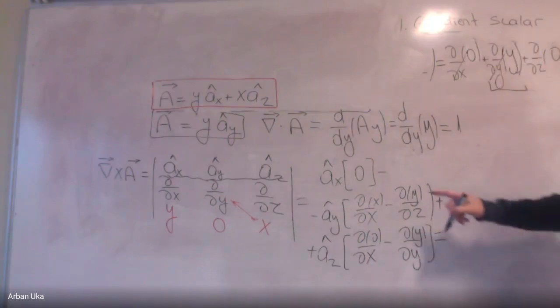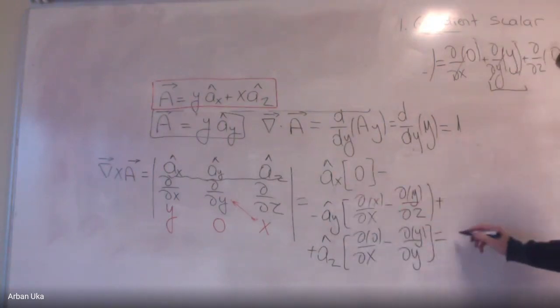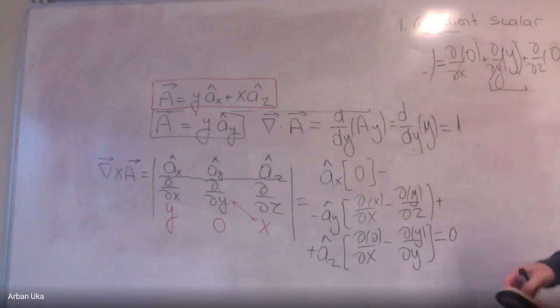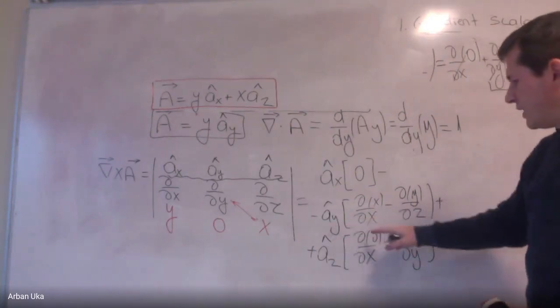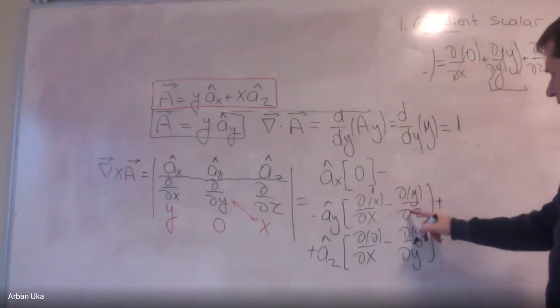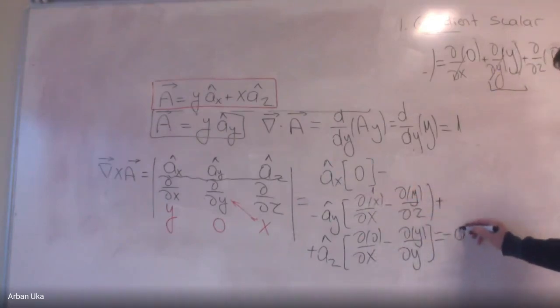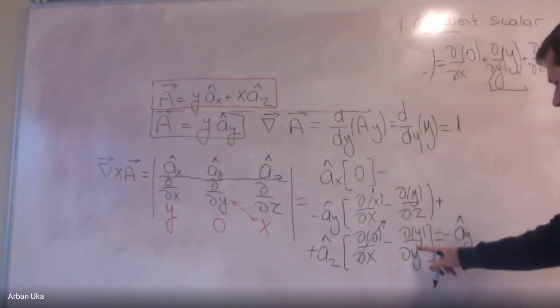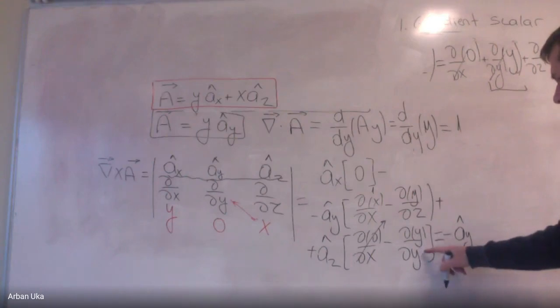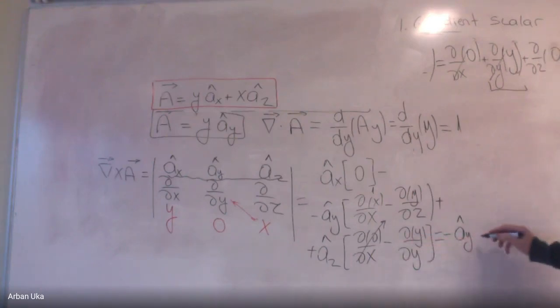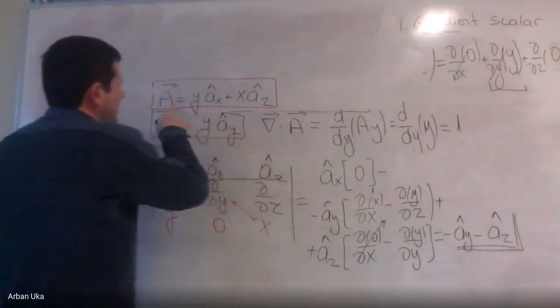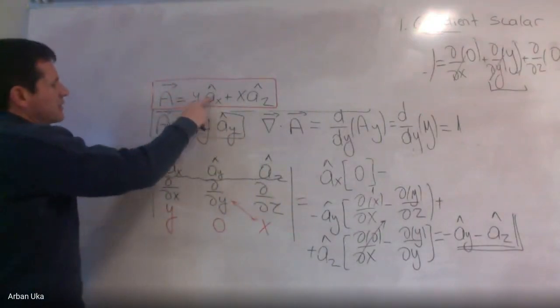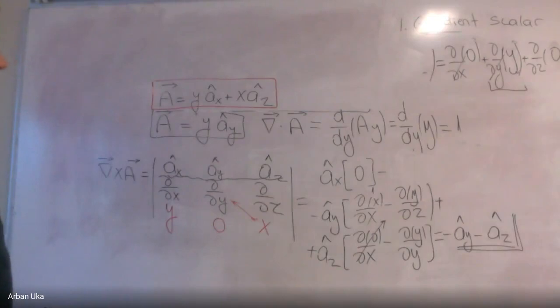So overall, the first term, along the ax, we get 0. So we don't write this at all. For the ay, we get here 1. So we just get here 1 minus ay. And here, this is 0, and the derivative of y with respect to y is also 1. Minus, this is minus az. Okay?